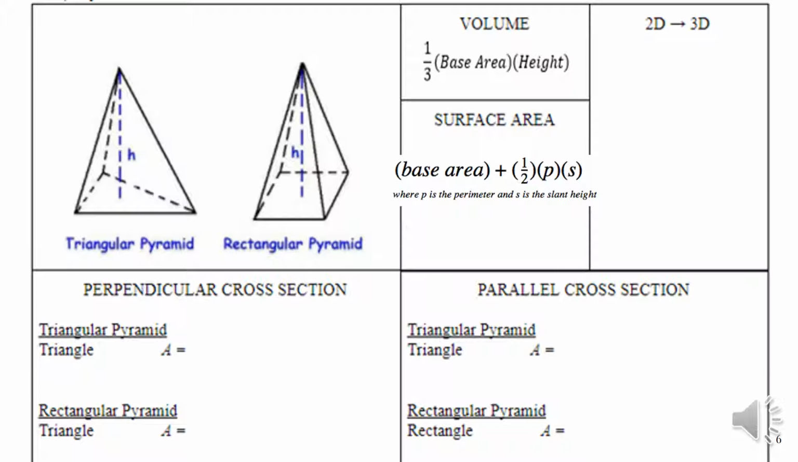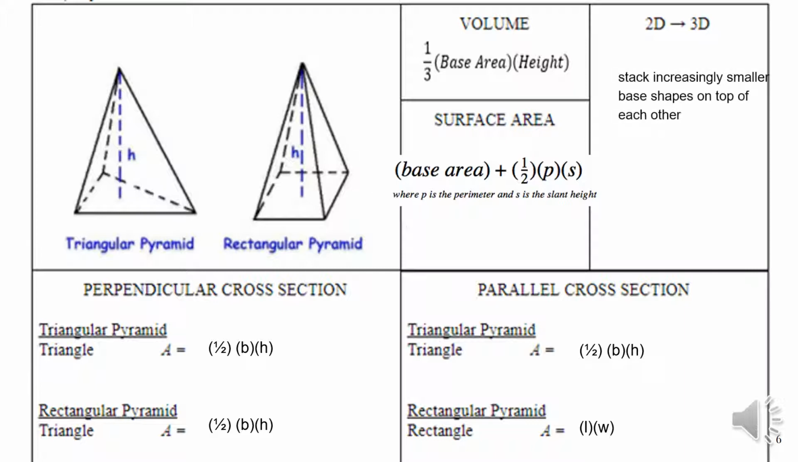If I were to cut any pyramid up and down, I'm still going to get a triangle. However, if I cut it parallel, left and right, depending on my base shape, the shape of my cross section could change. I can make a pyramid by stacking smaller and smaller base shapes on top of each other. In other words, I can start with an extra large pizza box and then put a large pizza box on top, a medium on top of that, a small on top of that, and then an extra small on top of that. So overall, my general base shape is the same. It's just getting smaller and smaller until the very top, it's just a point.